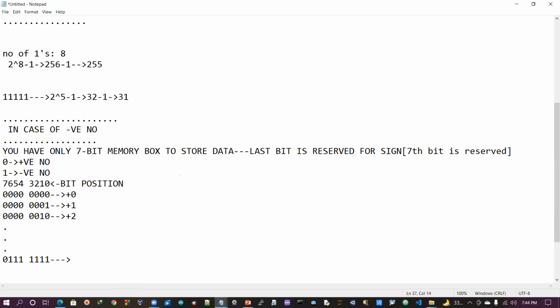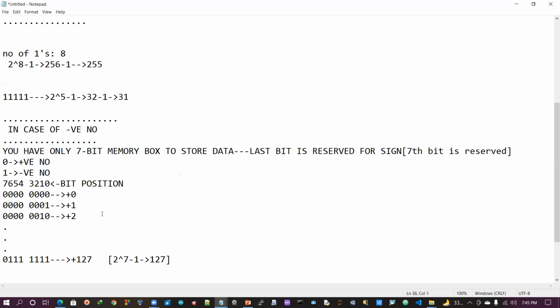So now, what is the decimal number? Plus, 7 times 1. How can you calculate it? 2 power 7 minus 1. Just tell me. What is 2 power 7? 128. So 128 minus 1 is 127. Understand? So this data is plus 127. Understand the concept? So this is the way. This is your last point.